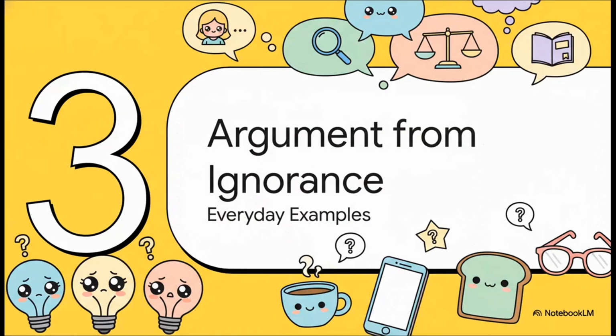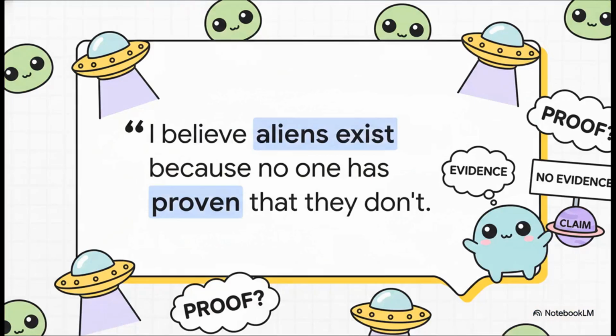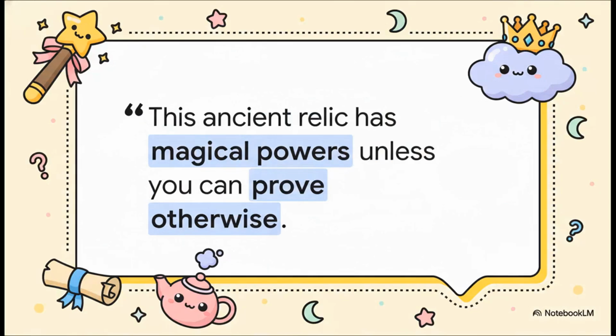Let's look at a few simple examples so you can see how it works. There's a good chance you've heard some of these before. A classic. Someone says aliens are real, but their only proof is that we haven't proven they aren't real. See how that works? The burden is on them to show evidence that aliens exist, not on the rest of us to scan the entire universe to prove they don't. And here we go again. Someone makes this huge claim, this thing has magical powers, and then immediately shifts the burden. It's up to them to show us the magic. It's not our job to prove that it's just an old rock.